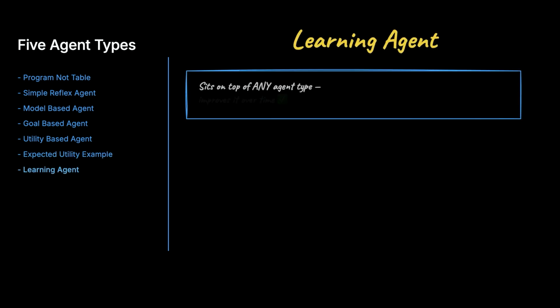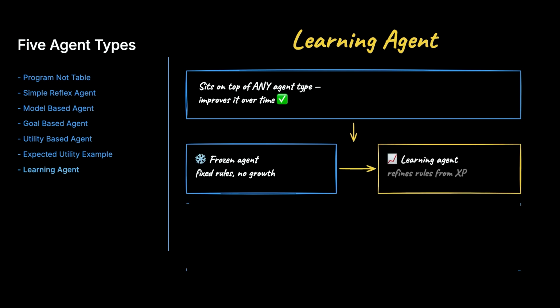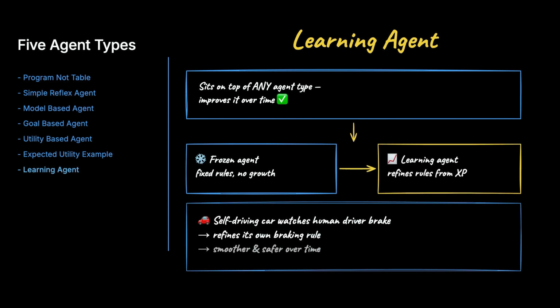The fifth type is the learning agent, special because it can sit on top of any of the other 4 and make them better over time. Rather than staying frozen at its initial programming, it improves from experience. Think of a self-driving car that learns when to brake by watching a human driver, refining its rule until smooth.